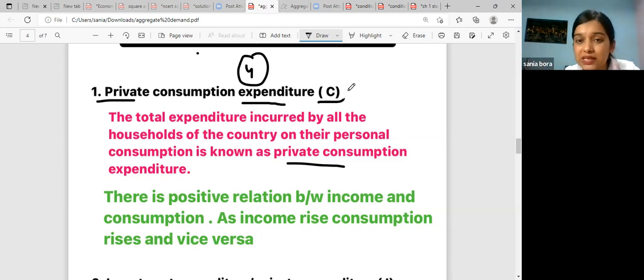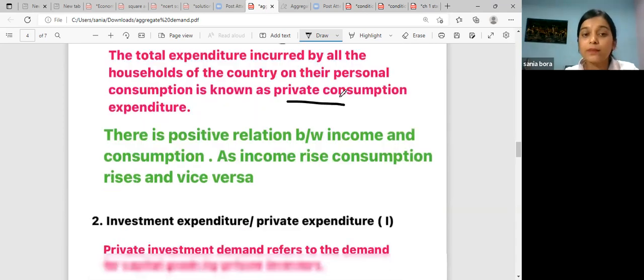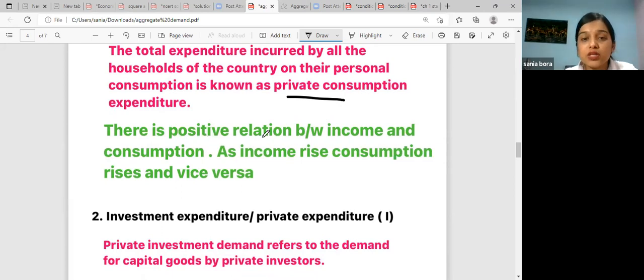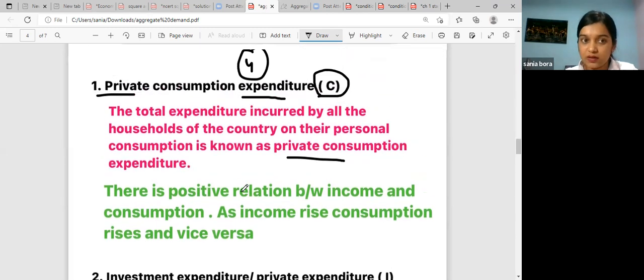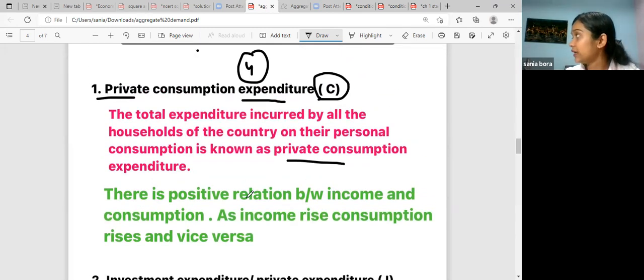This is known as C. You represent it with the help of the symbol C. Now the relation: there is a positive relationship between income and consumption. As income rises, consumption rises, and vice versa. So this is a positive relation between income and consumption. Got the point? First point. Ayan and Maria.